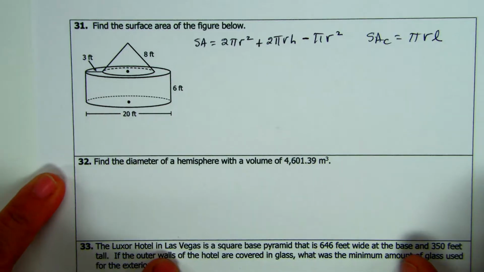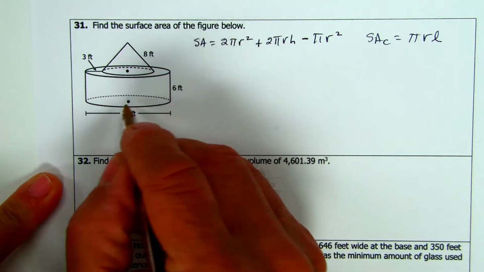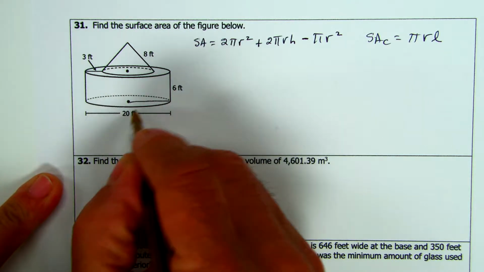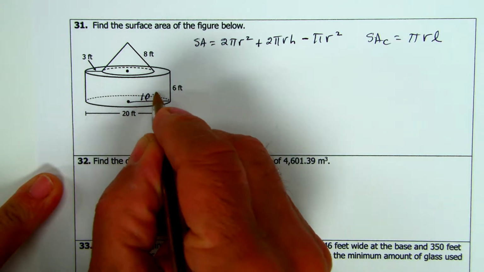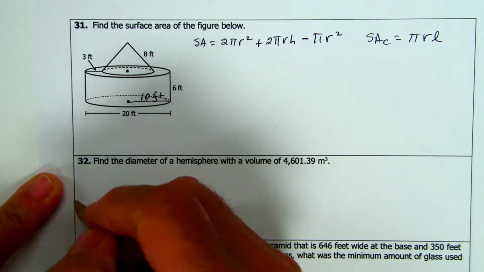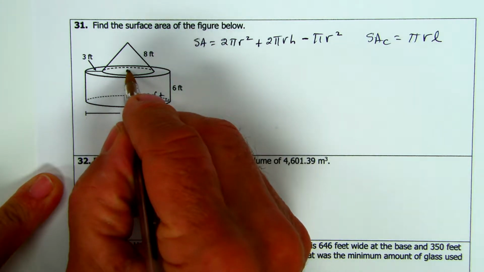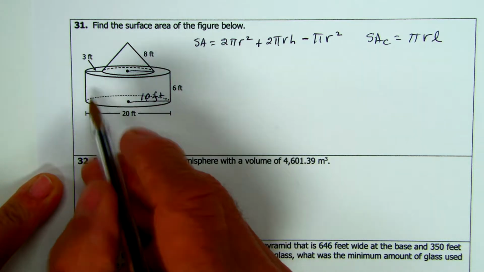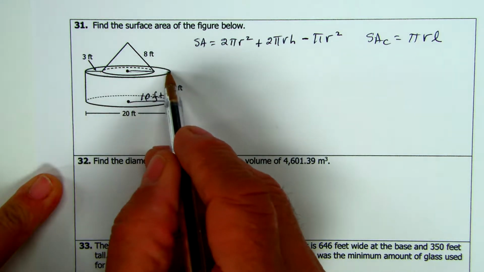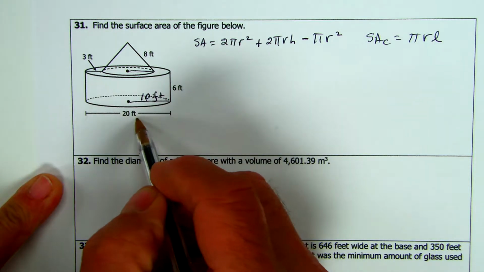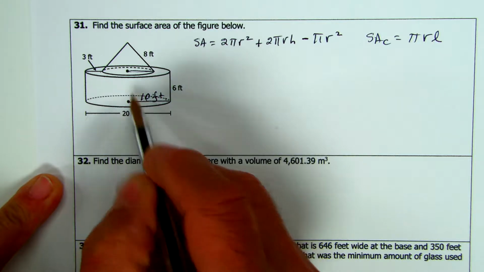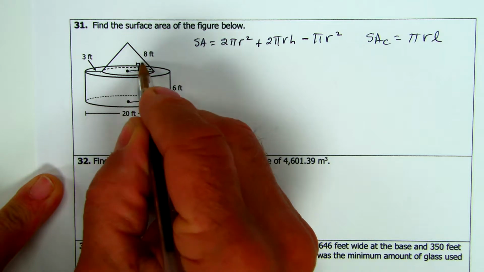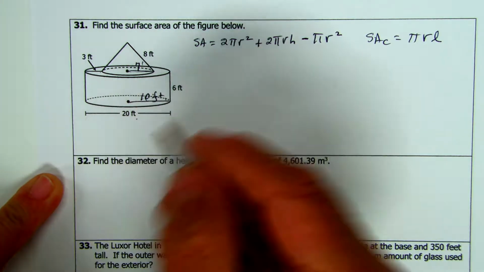Okay, so let's look and see the radius here. It's going to be half of 20 feet. It's going to be 10 feet. That's the radius of our cylinder. The radius of our cone here, let's see, we have 3 feet here and 3 feet here. That's 6. If I subtract 6 from 20, I get 14. So if I divide 14 in half, that'll mean the radius here is 7 feet. Okay, so let's fill in.